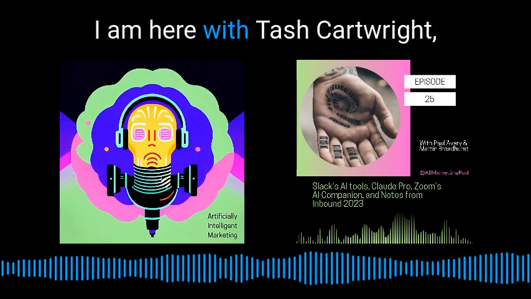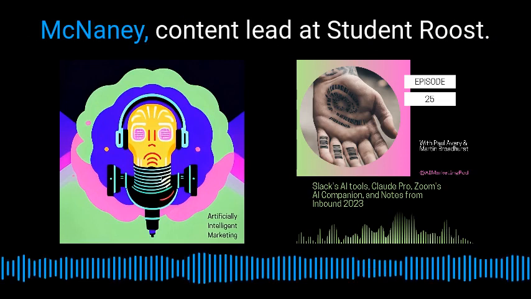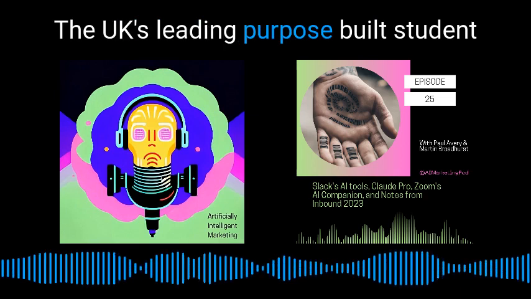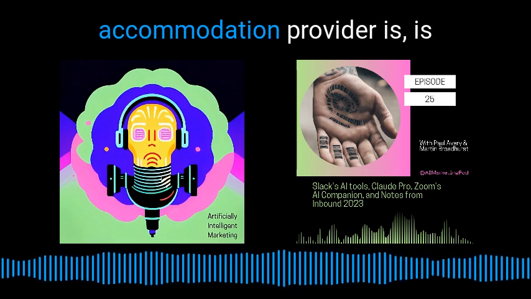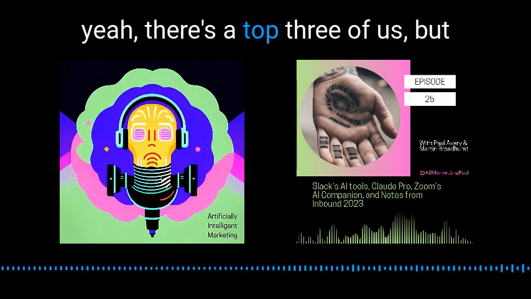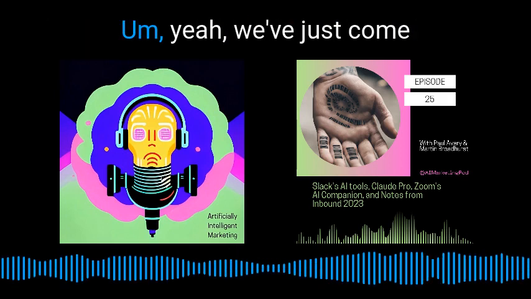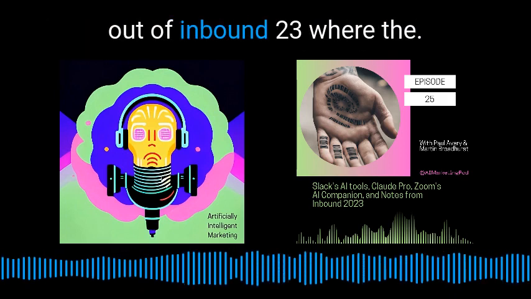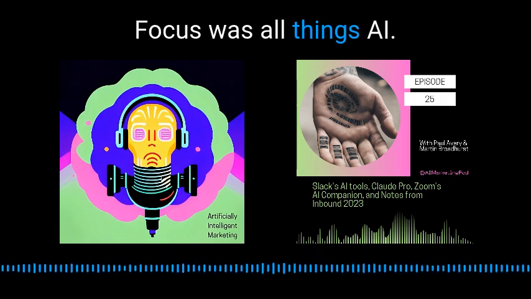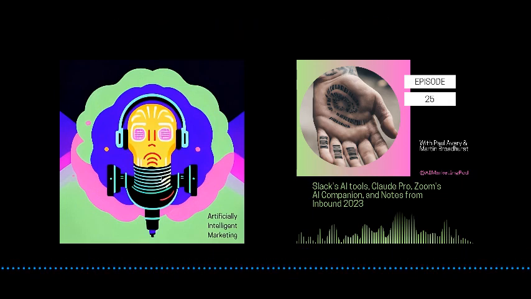I'm here with Tash Cartwright, Omnichannel Marketing Manager, and Luke McNaney, Content Lead at Student Roost, the UK's leading purpose-built student accommodation provider. Is that right? We're one of the UK's leading. Yeah, there's a top three of us, but we are definitely in the top three. Don't want to overplay your role in the market there. We've just come out of Inbound 23, where the focus was all things AI. What are your thoughts on the conference?